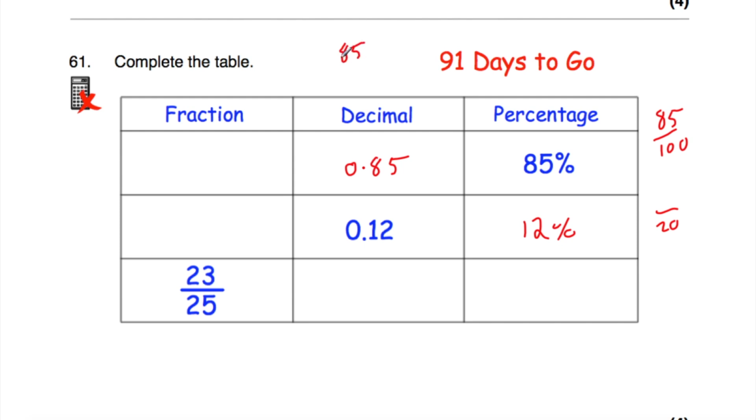So 85 divided by 5. How many 5s go into 8? 1, remainder 3. How many 5s go into 35? That's 7. So that's going to be 17/20ths. So that was equal to 85/100ths, or 17/20ths.